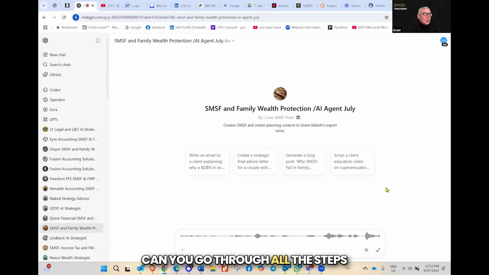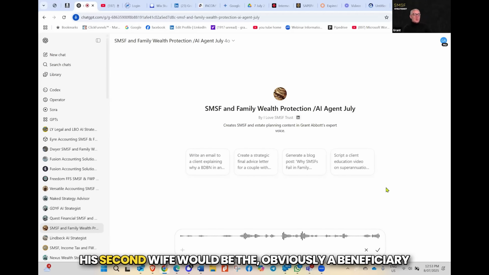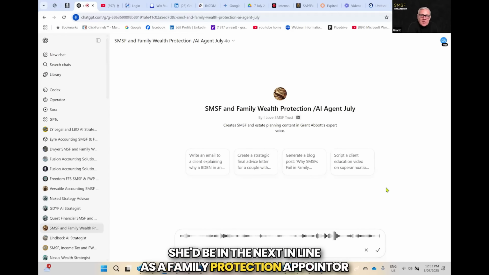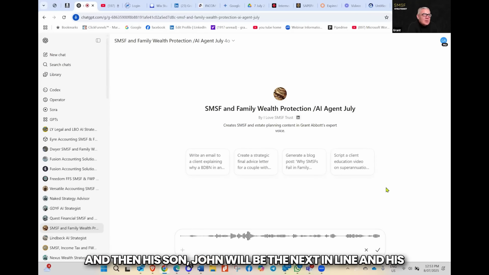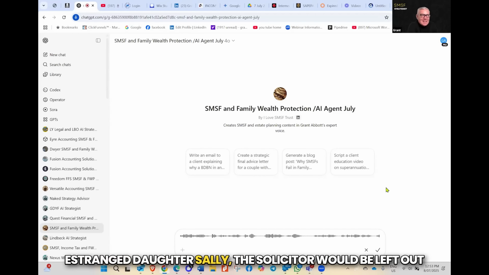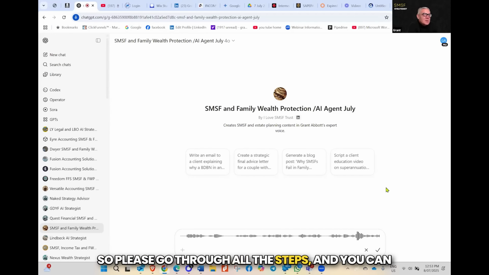Can you go through all the steps of the Family Protection Trust? His second wife would obviously be a beneficiary. She should be the next in line as a family protection appointer. He's the first one, and then his son John will be next in line, and his estranged daughter Sally, the solicitor, would be left out. So please go through all the steps.